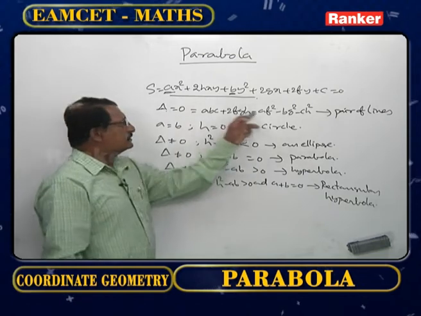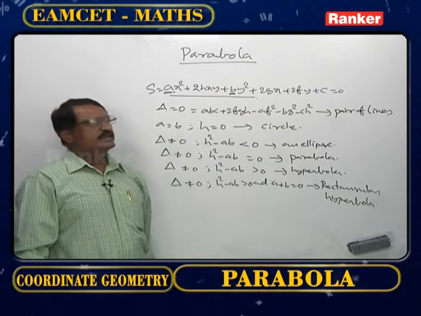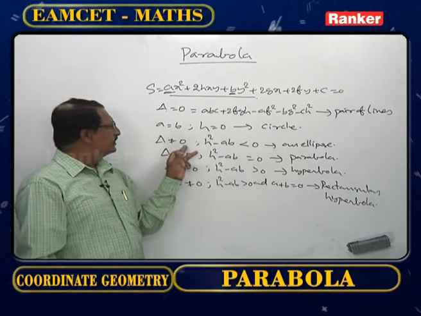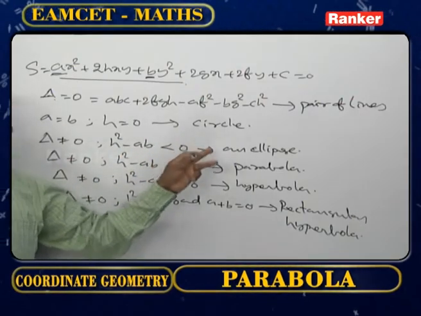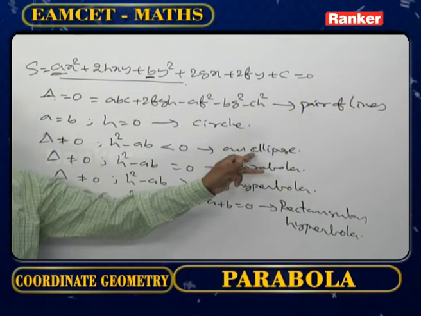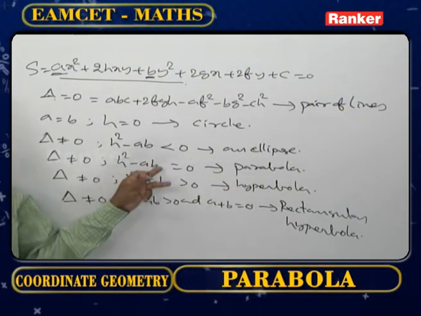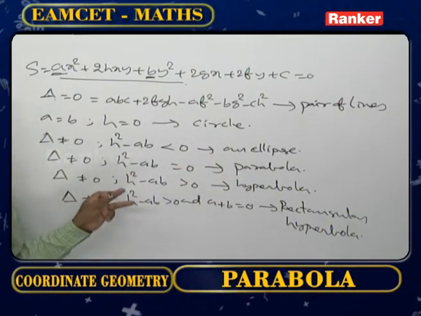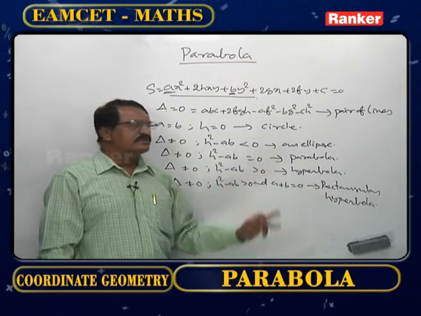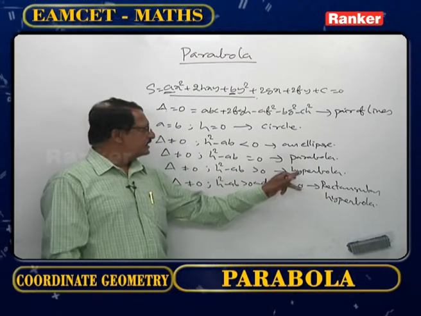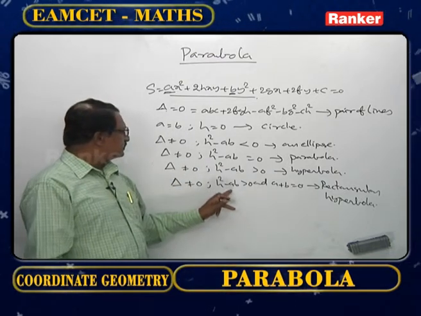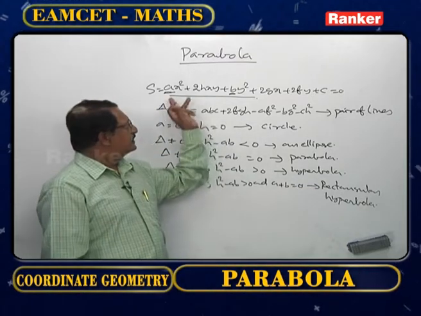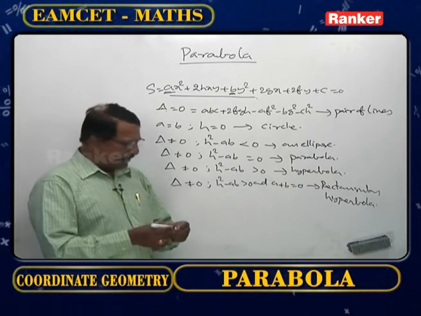To summarize: first, delta equals 0, the second degree general equation represents a pair of straight lines. A equals b, h equals 0, circle. Delta not equal to 0, h square minus ab less than 0, the equation S equals 0 represents an ellipse. Delta not equal to 0, h square minus ab equals 0, parabola. Delta not equal to 0 and h square minus ab greater than 0, hyperbola. Similarly, delta not equal to 0, h square minus ab greater than 0 and a plus b equals 0, then S equals 0 represents a rectangular hyperbola.